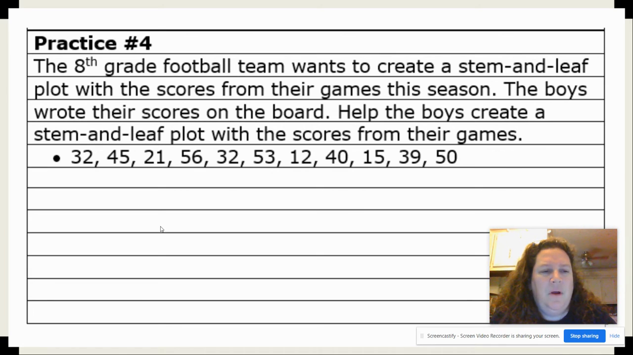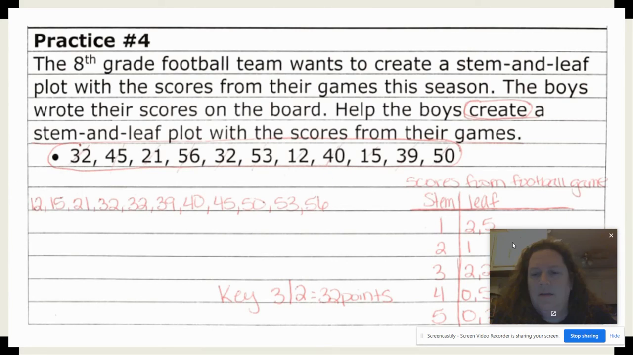All right, practice problem number 4. The 8th grade football team wants to create a stem and leaf plot with the scores of their games this season. The boys wrote their scores on the board. Help the boys create a stem and leaf plot with the scores from their game.